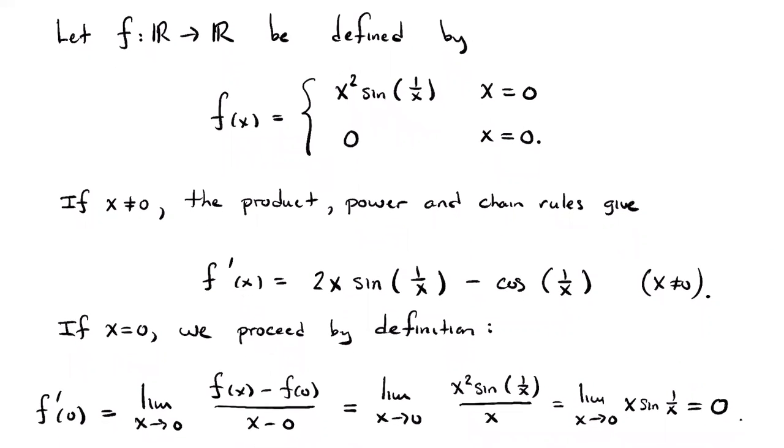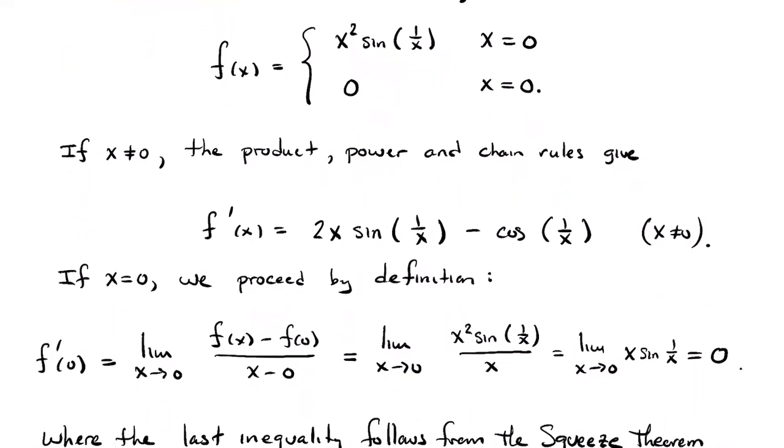Here's the example I want to look at. I'm going to define a function again on the entire real line. So the interval is the entire real line. That function is piecewise defined. It's the product of x squared and sine of 1 over x, if x is not 0. So if x is any number other than 0, then this function is given by x squared times the sine of 1 over x. If x is 0, I just define the output to be 0. So that defines a function on the entire real line.